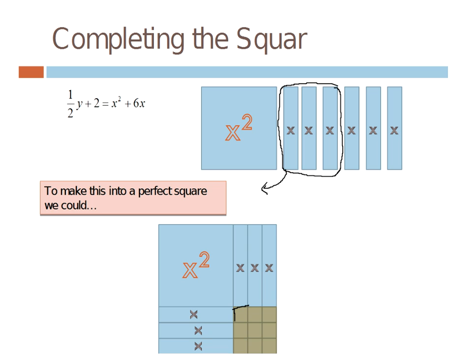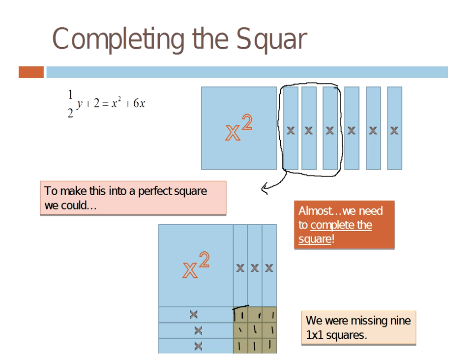That side length is 1, this side length is 1, this represents 1. In fact, each of these represents 1. So we didn't have a perfect square. We needed to add 9 1 by 1 squares. Okay, so this is why this is called completing the square. It literally is when we add these numbers in, or add this number in, we are completing the square.